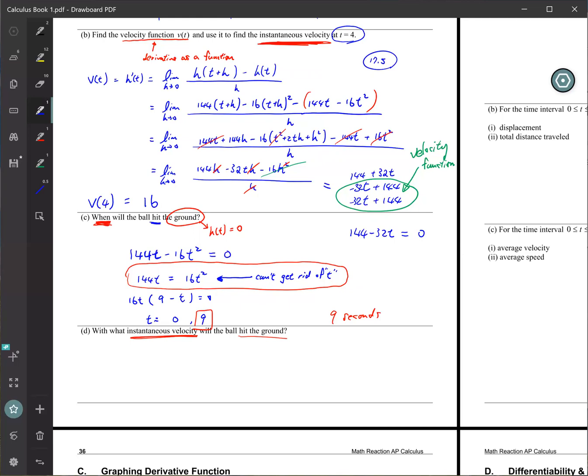Right? Okay, very good. So we use our velocity function, right? We don't need to use limits again. We've done that. We've done the hard work. So v of t is negative 32t plus 144. That will find the velocity at any moment. And we're interested in t equal to 9. So v of 9. Okay, I'm pretty sure everybody knows how to plug it in, okay? So please raise your hand if you get the final answer here.